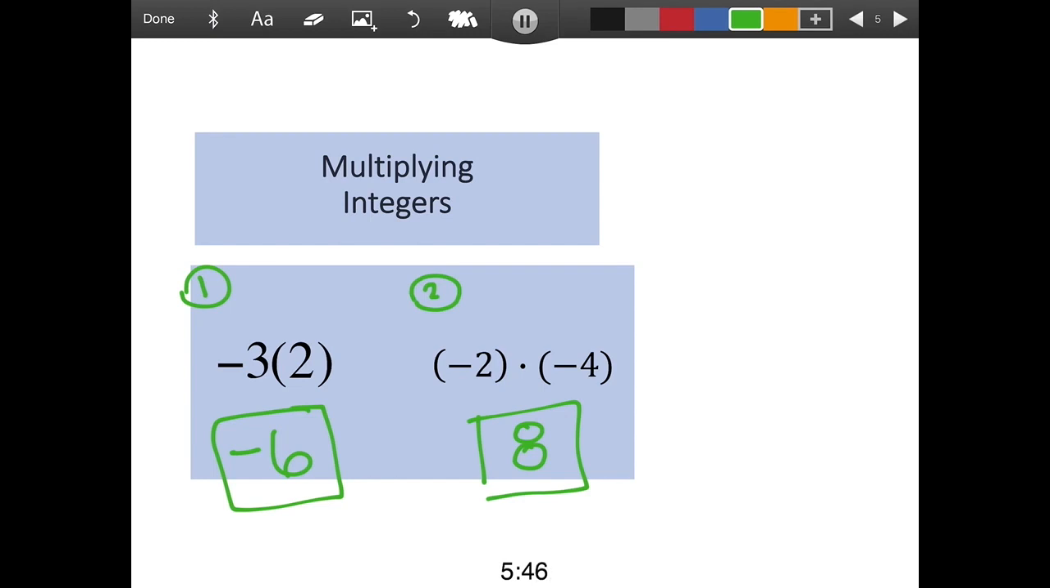So for multiplying integers, you're going to multiply the absolute values like normal. And then, if your signs are the same, your answer will be positive. If your signs are different, your answer will be negative.